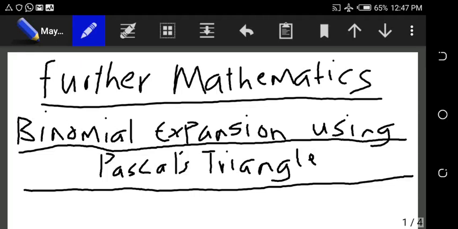In this video we will be studying binomial expansions using Pascal's triangle. Now you might want to ask, what is a binomial expansion? In your mathematical computations, you will find that there are times when you need to expand brackets that are raised to powers.